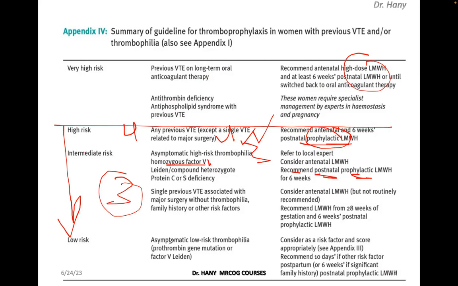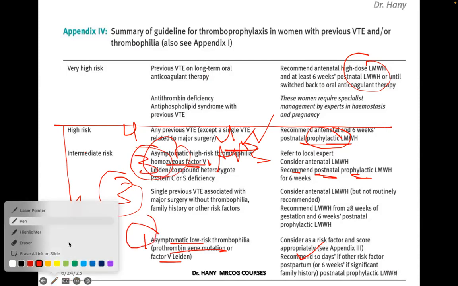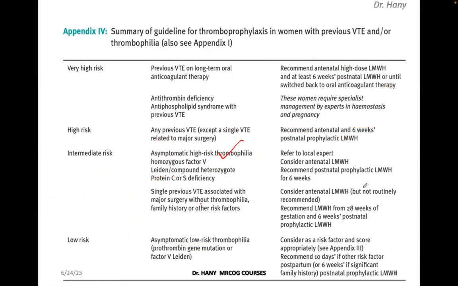Score 1: asymptomatic low risk thrombophilia, gene mutation, or heterozygous factor V mutation. Heterozygous factor V, this will be considered as the risk factor. Asymptomatic high risk thrombophilia, which is antithrombin or homozygous factor V, will be score 3. Heterozygous, score 1. This is what you have mentioned. High risk thrombophilia, score 3 from 28 weeks: consider antenatal and offer from 28 weeks and 6 weeks postnatal. Homozygous factor V, score 3. Heterozygous, 1.